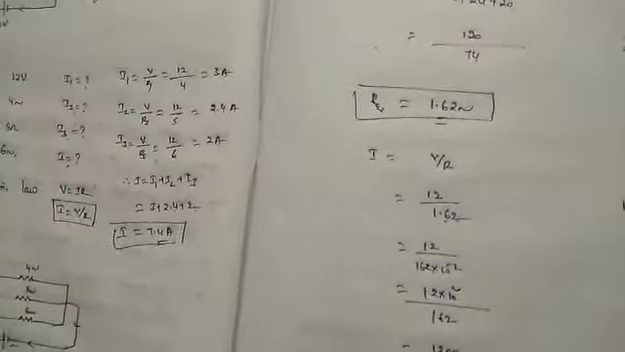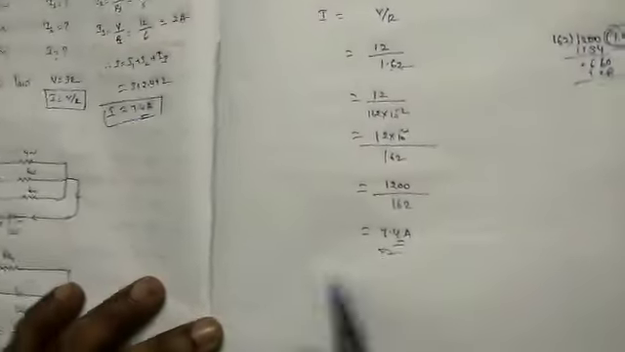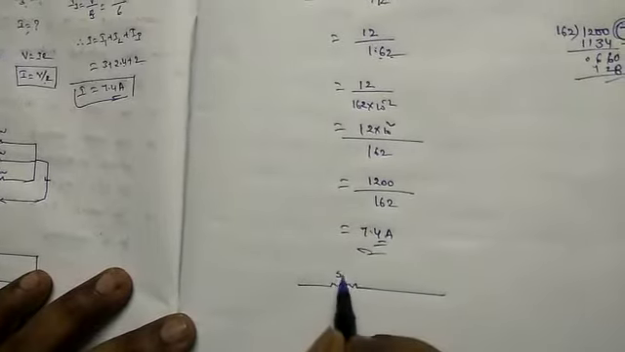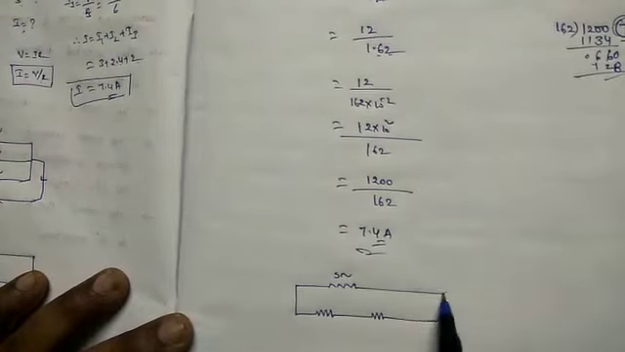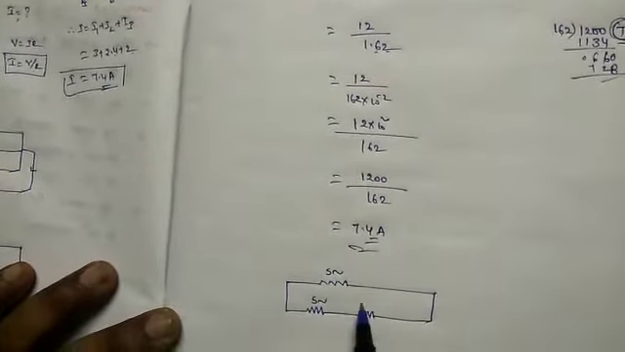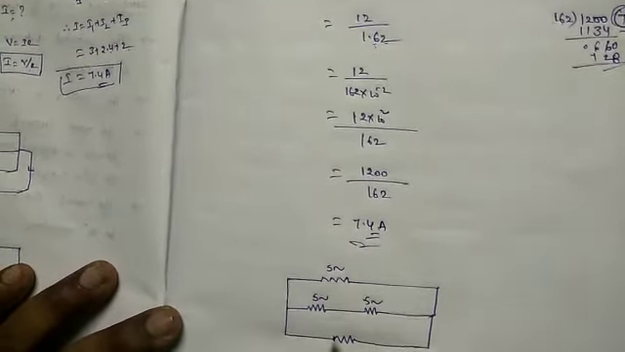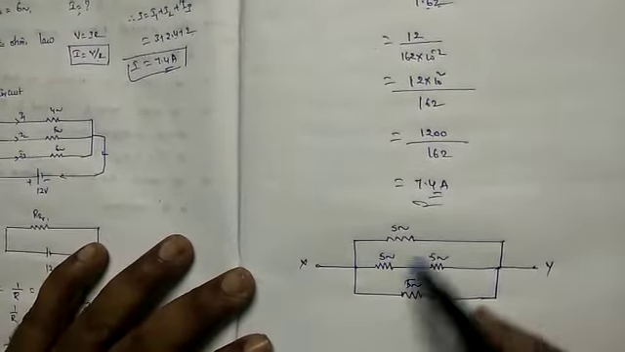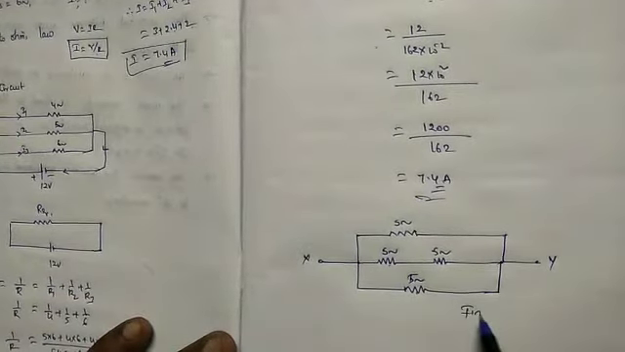See one more example. If a series and parallel combination of circuit is given in the problem, see one circuit like this. This is 5 ohms. This is 5 ohms. This is 5 ohms. And this is 5 ohms. So across XY, the resistances here are 5 ohms, 5 ohms, 5 ohms, 5 ohms. Find the equivalent resistance for the given problem.